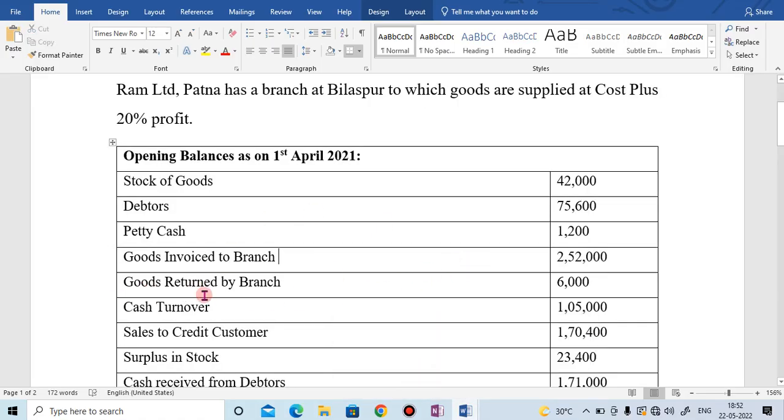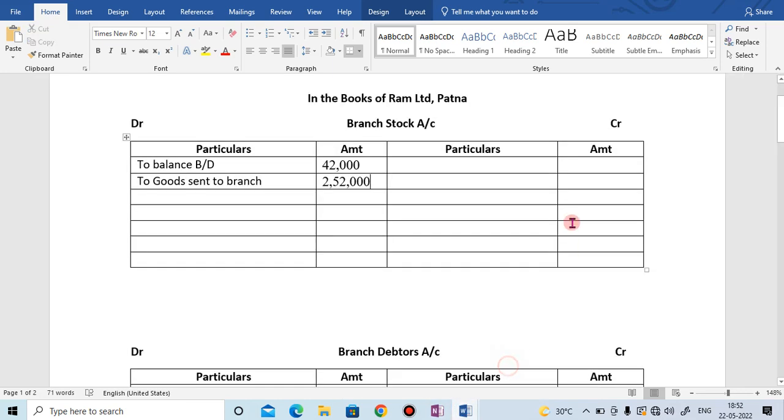Next is goods returned by branch. Goods returned by branch to head office, amount is 6,000 rupees. So you will pass the entry in branch stock account on the credit side by goods sent to branch 6,000 rupees. Now we have to calculate loading.